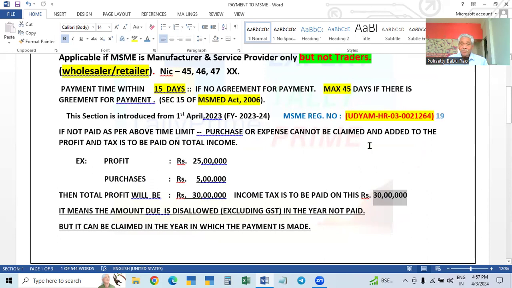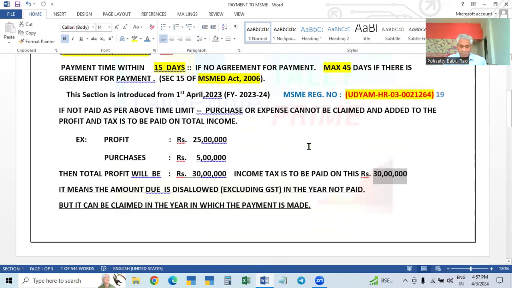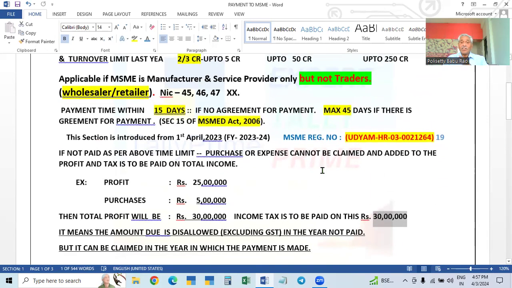Okay. But the interest for the late payment, we debit in the financial year's profit and loss account, but the interest will not be allowed. That will be disallowed. So this will be disallowed first. When it is paid in the next financial year, again it will be allowed. It will be deducted. Deduction is allowed for the purchases and expenses.